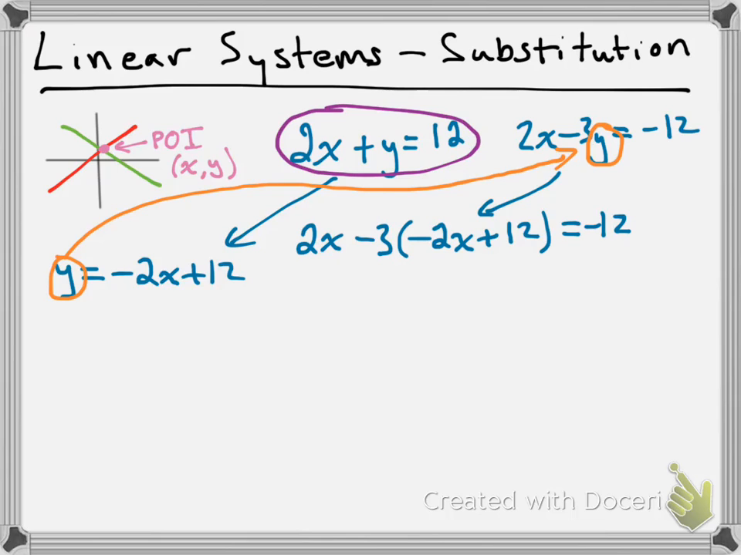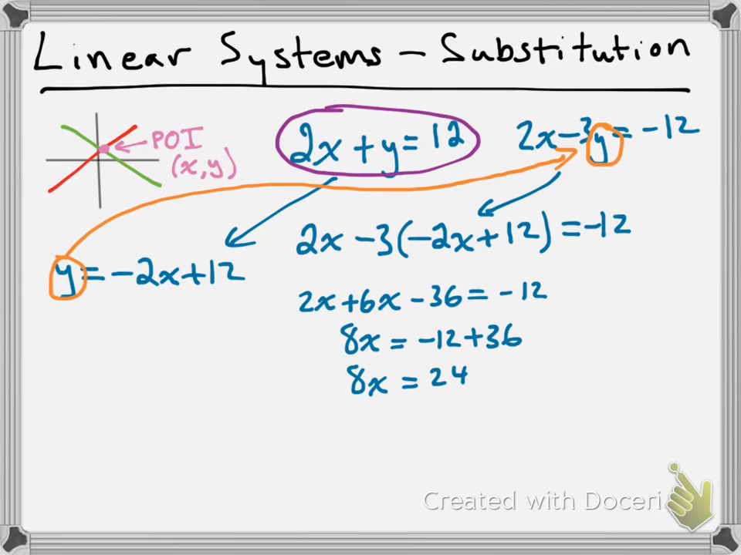So now I have this big equation, and it only has one variable, x, inside of it. So I'm going to solve for x now. I'm going to have to do some expanding and some simplifying and so on. So let's see. I'm going to have 2x. Negative 3 times negative 2x is plus 6x. Negative 3 times positive 12 is minus 36, and that is all equal to negative 12. Right? 2x plus 6x is 8x, so I get 8x. And I'm going to add 36 to both sides, so I get 8x is equal to negative 12 plus 36. Okay, so that gives me 8x is equal to 24. Dividing both sides by 8, I get x is equal to 3.